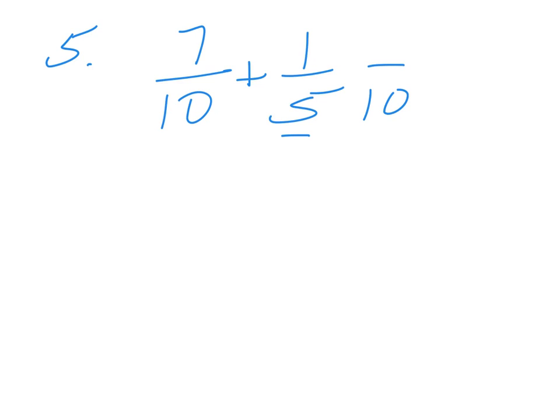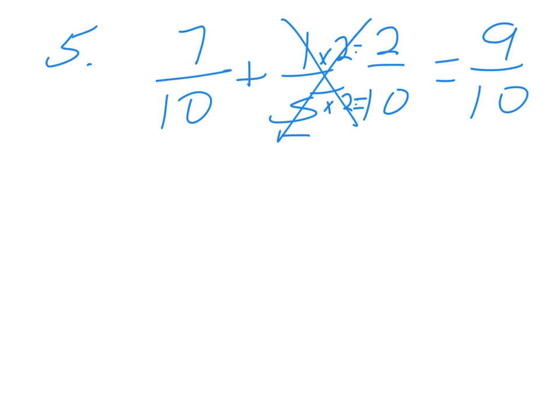And I need to change 1/5 into something over 10. So 5 times 2 equals 10. It's supposed to be an equal sign. So that means I have to multiply 1 times 2, and that equals 2. And now I'm done with this. I've got now 7/10 plus 2/10 equals 9/10.